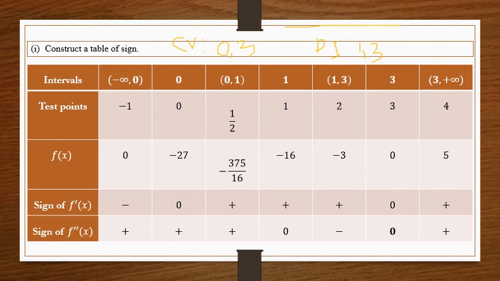I-arrange natin. Di ba si 0 is always nasa gitna? Okay na si 0. Si 1 is to the right of 0. And then, next kay 1 is si 2. Tapos, next kay 2 is si 3. So, 0, 1, and 3. Which means, ang i-consider natin na values ng x is from negative infinity to positive infinity. So, sa pag-construct ng intervals, kailangan always mag-start kayo kay negative infinity.